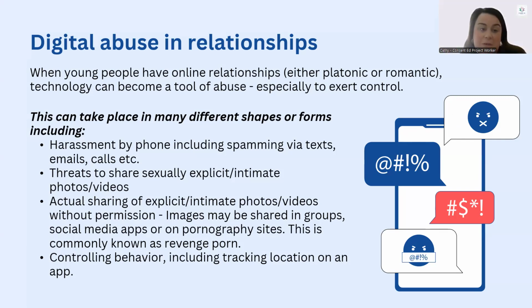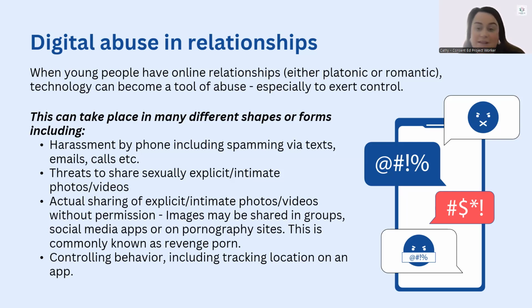When young people have relationships online, whether platonic or romantic, technology can unfortunately become a tool of abuse, especially to exert control. This can take place in many shapes or forms, including harassment by phone, so that could be blowing up your phone, spamming you with texts, emails, calls, etc. This is harassment. It can also include pressure to be always available or to be active 24/7. Victims may face repercussions if they don't reply instantly. The always-on nature of digital technology can give victims less of a chance to escape the abuse.